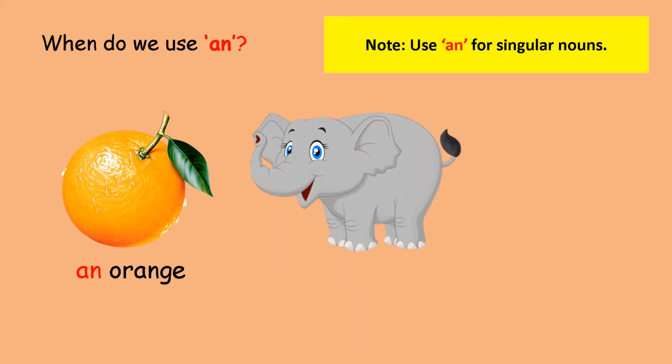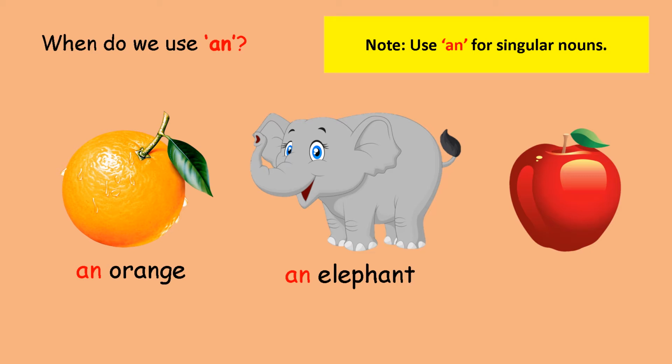Next, what animal is this? Elephant. Elephant starts with the letter E. So we must add n in front. We say an elephant. Next we have here an apple, A-P-P-L-E. You see the letter A? Since A is a vowel, we must use an.